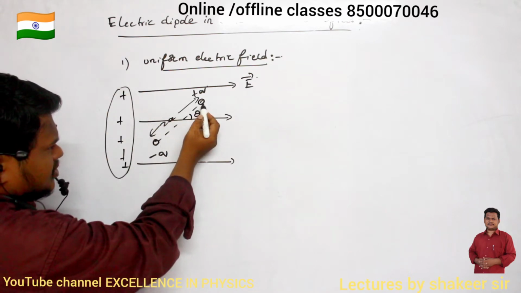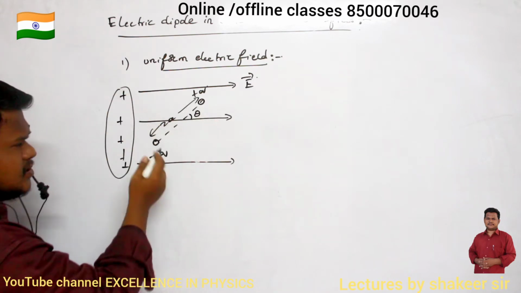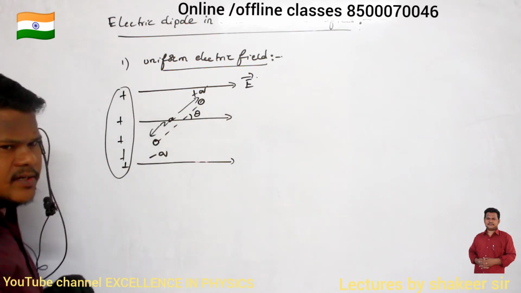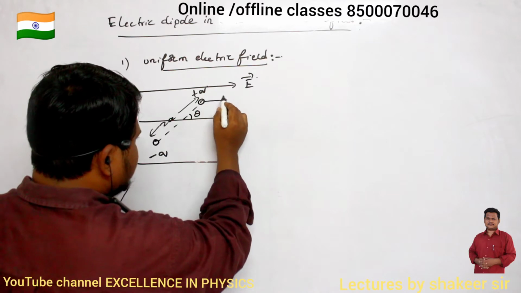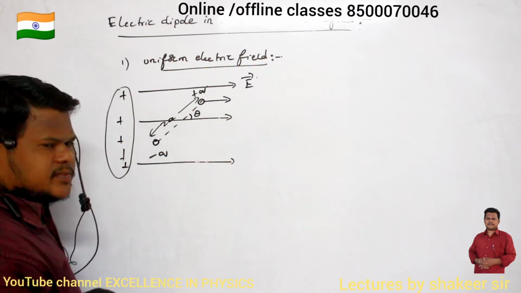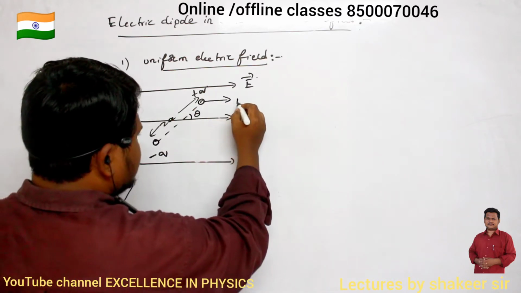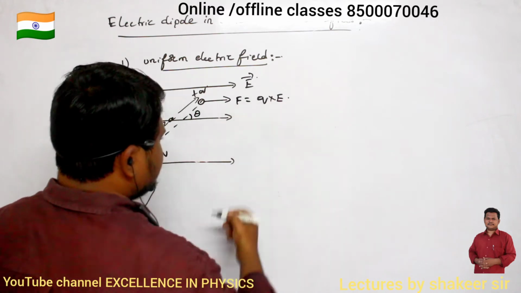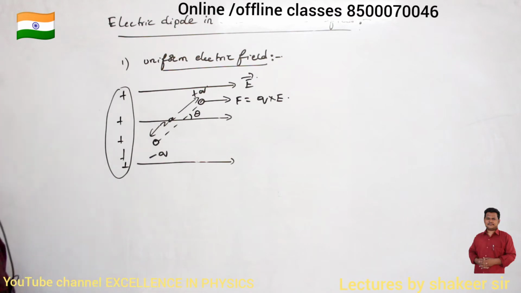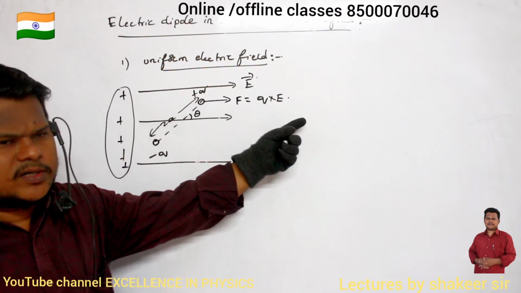So what is this charge? This is also a positive charge. So it will experience a force of attraction or a force of repulsion? Definitely a force of repulsion. So this will be the direction of force experienced by the positive charge. And how much force will it experience? F is equal to Q into E. This is my equation for force, F is equal to Q into E.